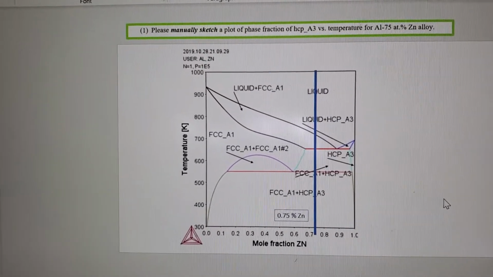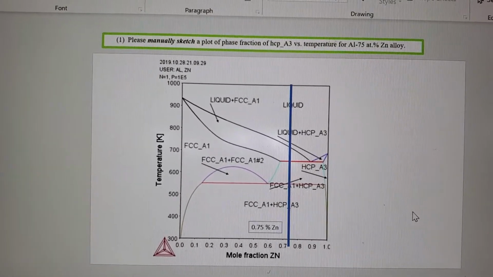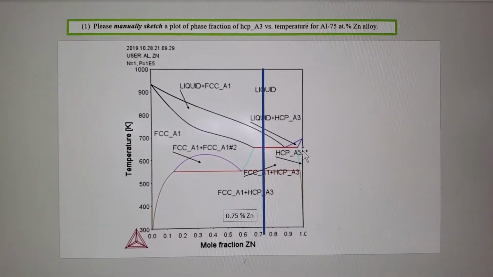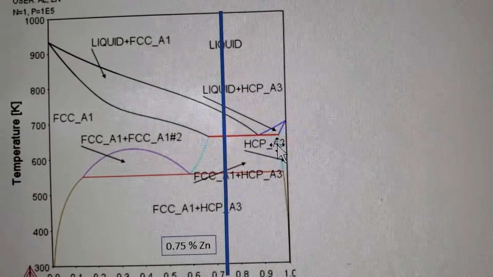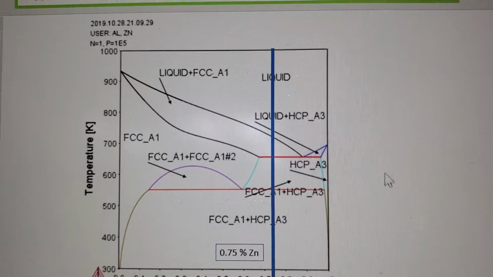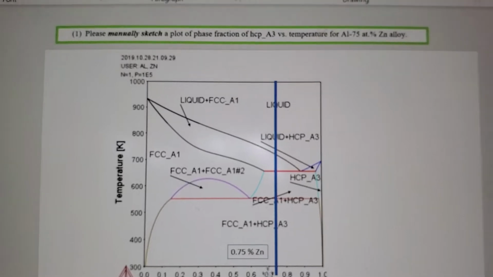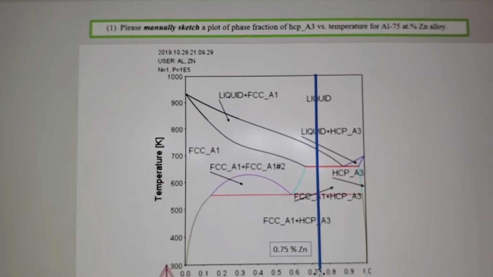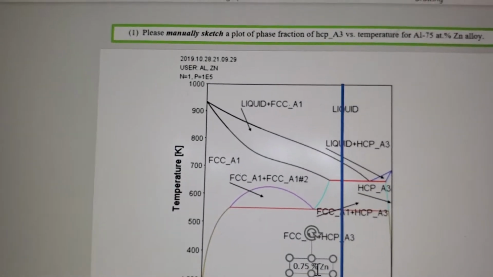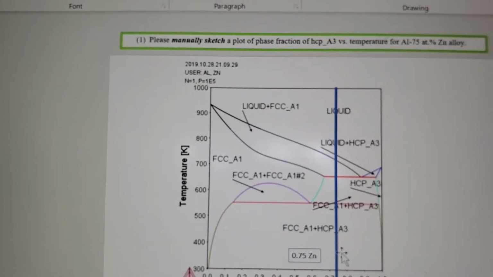Alright, so homework 9, part 1 for the Al-Zn phase diagram, and it's asking you to plot a phase fraction of HCP A3, which is this sliver right over here on the right side. It's that triangle right here. So we're trying to find the phase fraction of that versus temperature for the Al-Zn at 75% zinc. So with mole fraction, it's at the 0.75 mark, not percent. It's the fraction. So this is using the lever rule.